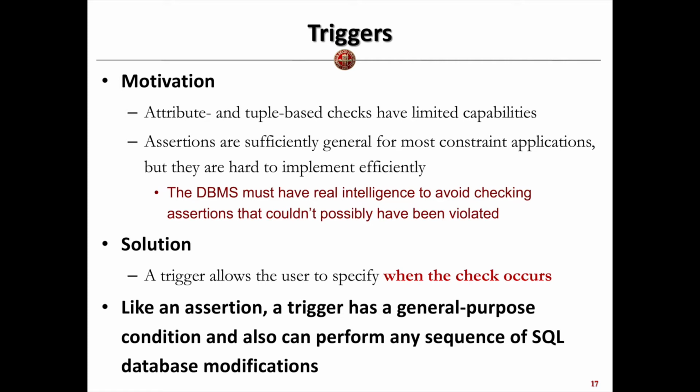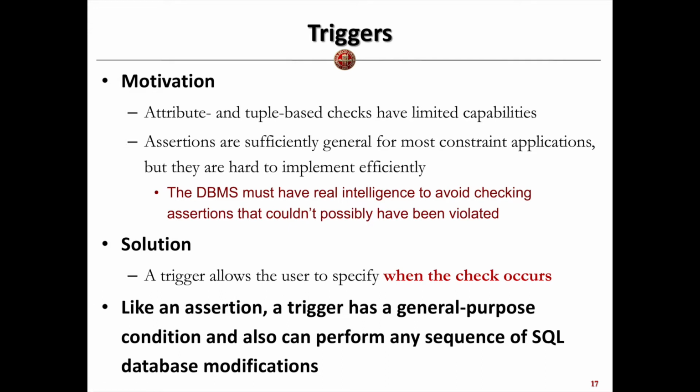Before we talk about triggers, I'd like to provide the motivations for why triggers are necessary and important. As mentioned before, attribute and tuple-based checks have limited capacity, and assertions are sufficiently general for most constraint applications, but they're very hard to implement efficiently. A minor modification will check all the assertions inside database systems. It's very costly. And the database system must have some real intelligence to avoid checking assertions that couldn't possibly have been violated.